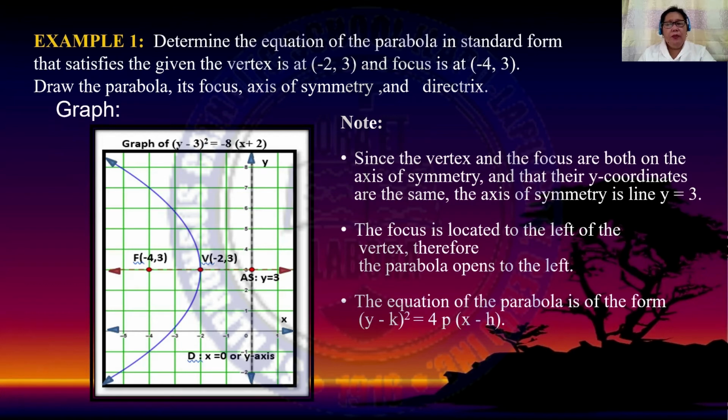The equation of the parabola is of the form (y minus k) squared equals 4p times the quantity x minus h, which is the equation of the horizontal parabola where p is less than 0.